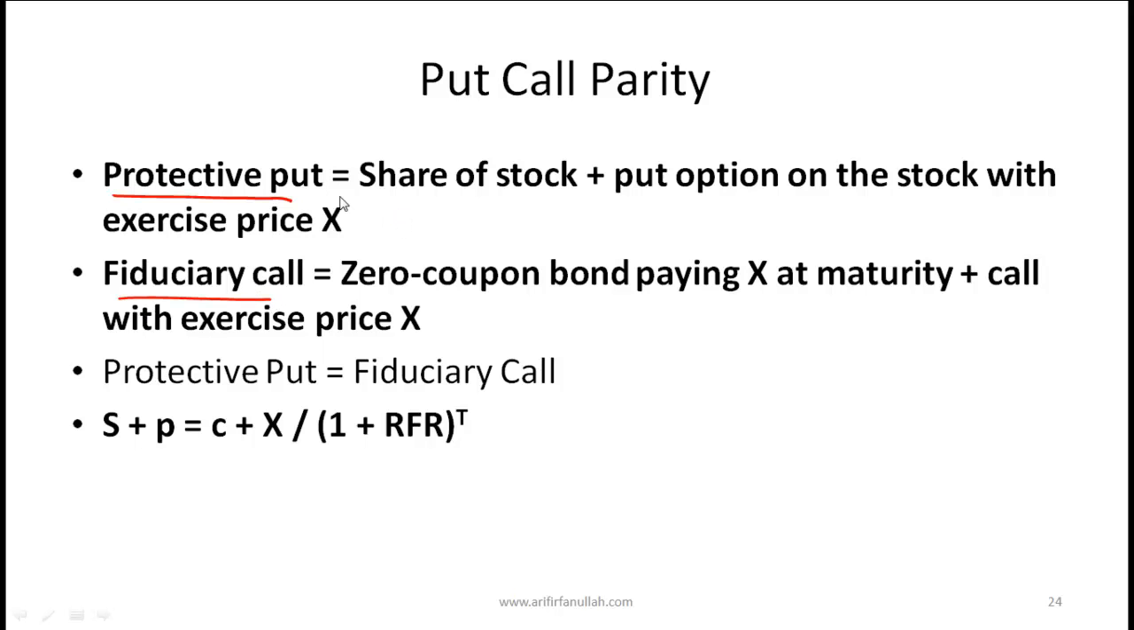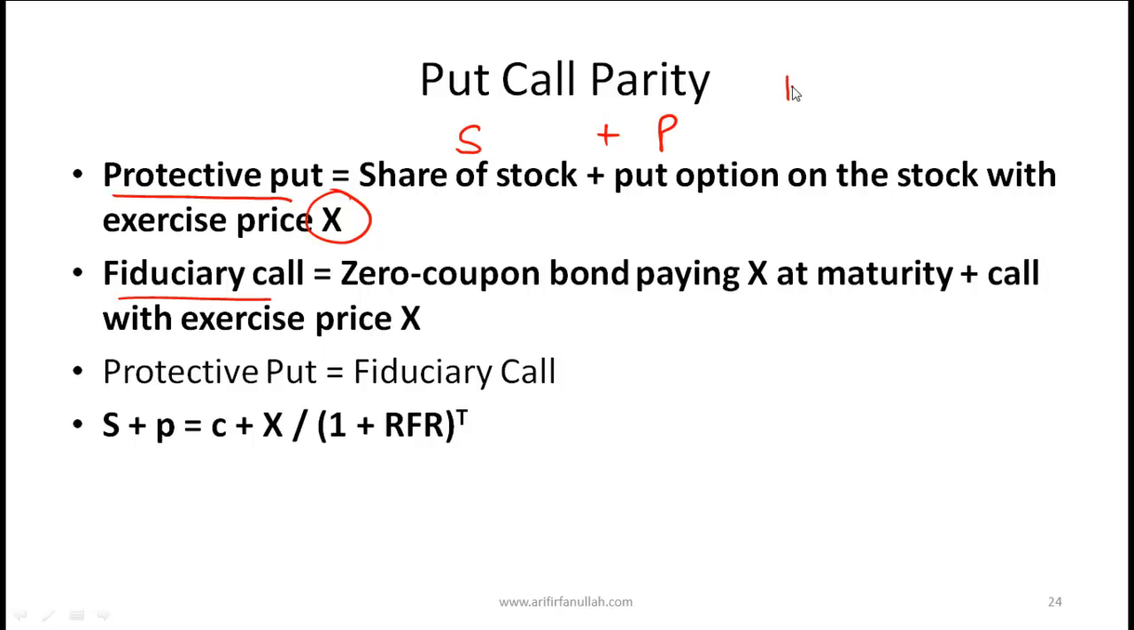A protective put is simply a share of a stock, let's say we call the stock S, and a put option on that stock, so we call that a P. Now the put option obviously has an exercise price, and we say that that exercise price is X. So a protective put is a share of a stock plus a put option on that stock where the exercise price is X. The second portfolio is a fiduciary call, which is a zero coupon bond paying X at maturity, and a call option with an exercise price of X.